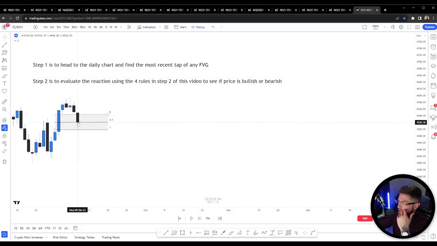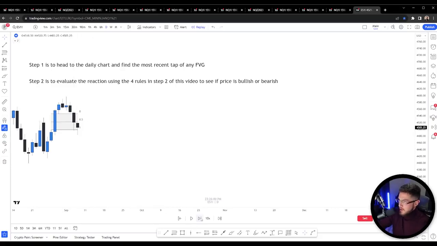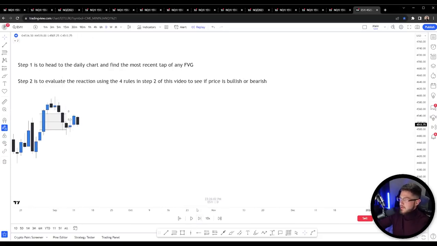So remember, if price closes beyond the midpoint, meaning it closes beyond this 0.5, then it is invalid. Now, that doesn't mean we're going to immediately short this to the low. We need an inversion to do that, okay? So right here, it's invalid. We are just looking at this as a no trade scenario, okay? So what we're going to wait for is, let's see what happens with the market here. Does it invert?